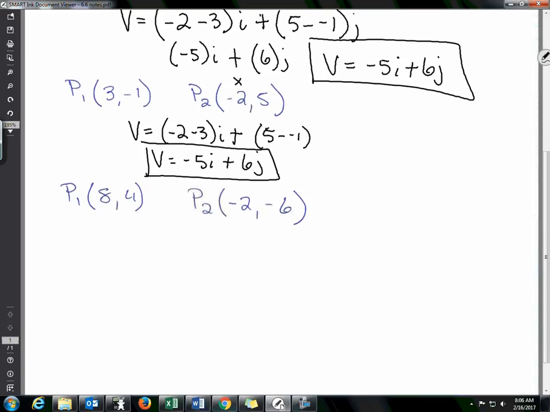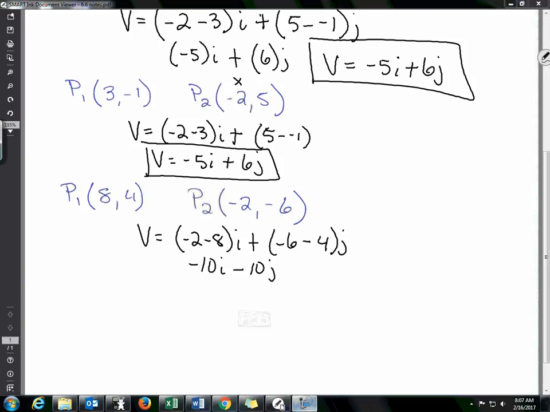Okay, so to do this again, V equals negative 2 minus 8 i plus, oops, not plus, negative 6 minus 4 j. So negative 2 minus 8 is negative 10i. Negative 6 minus 4 is negative 10j. And this i, you keep seeing this i. This i is not the imaginary i, so it's not the square root of negative 1 or anything like that. It's i and j. Hopefully this helps. If you have any questions, just let me know. Thanks.